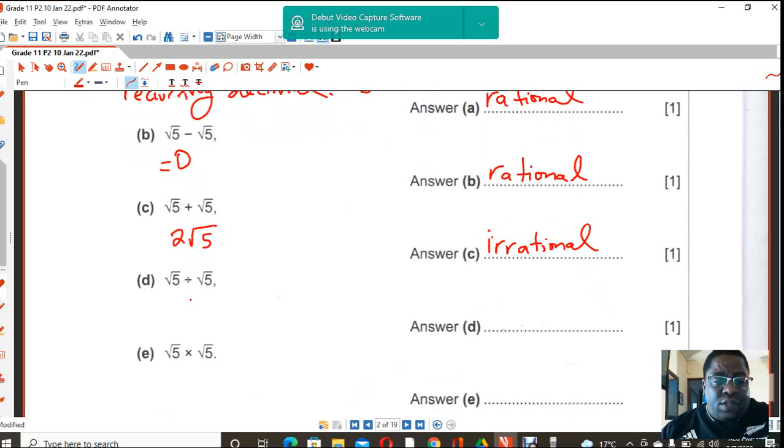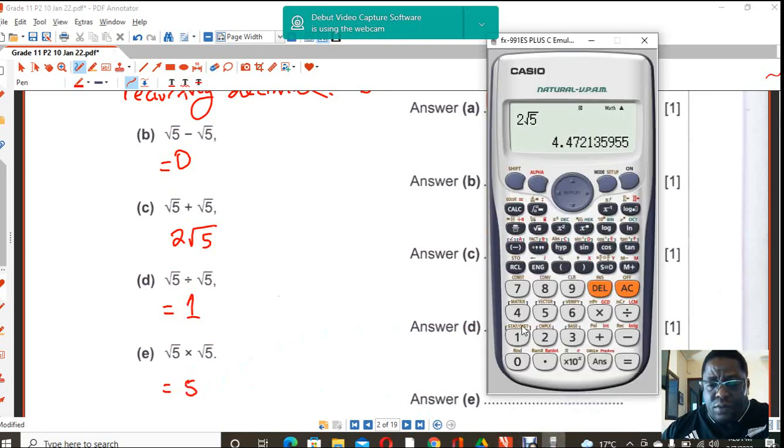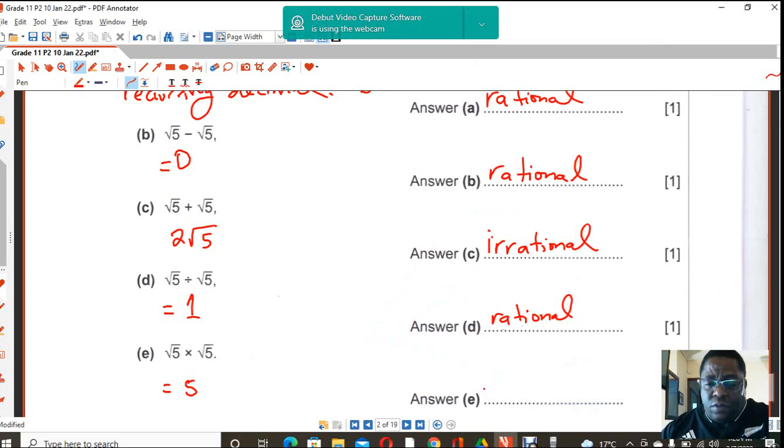When you work out this answer here, you're going to get an answer of 1, because it's square root of 5 divided by square root of 5. Therefore, it's rational. When you calculate this one, you're going to get 5, right? So you take the square root of 5 times the square root of 5, gives you an answer of 5. Can you see that? So therefore, this answer here is also rational. Okay, so you get 1 mark for each of those questions.